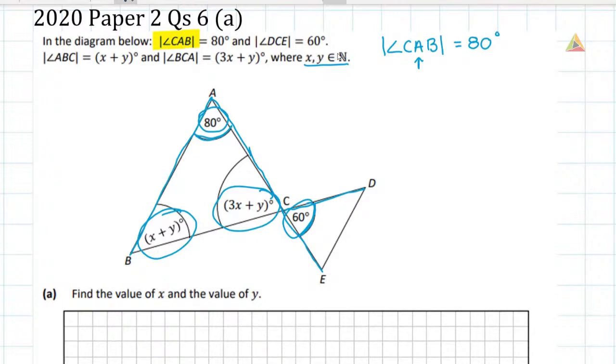So the first part of this question says find the value of x and the value of y. So we need to figure out what information are we given in this question to be able to solve for these. So I'm not told that we have parallel lines. So I'm not looking for alternate angles. I'm not looking for corresponding angles. But I do see that I have 2 lines crossing at this point here. So this tells me to look for vertically opposite angles.